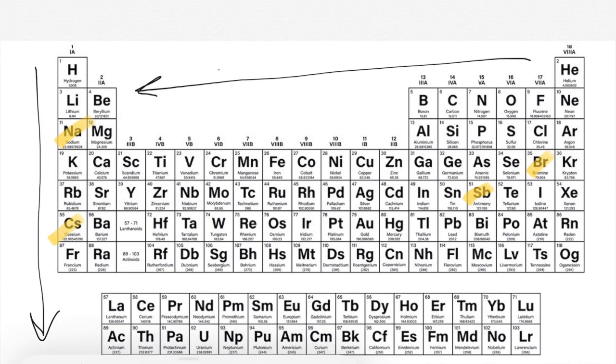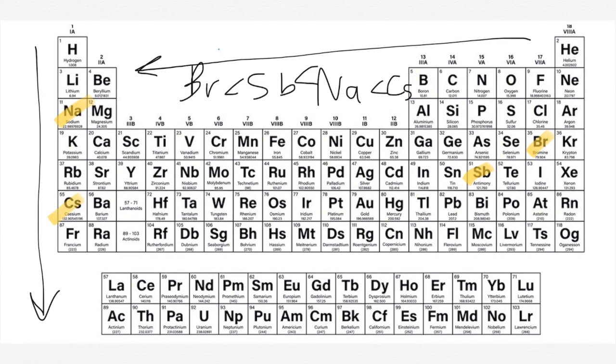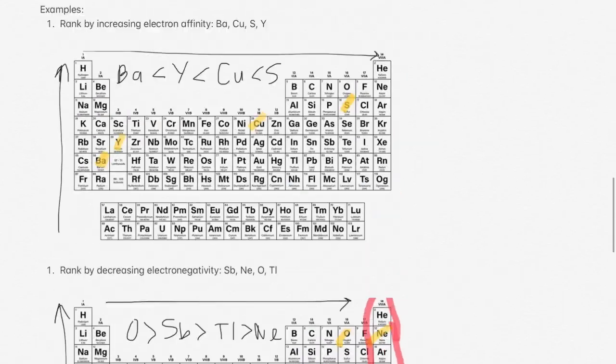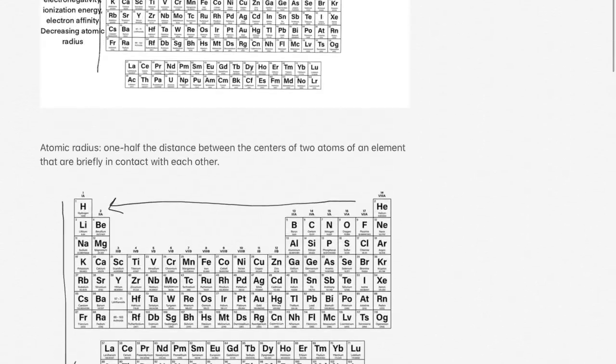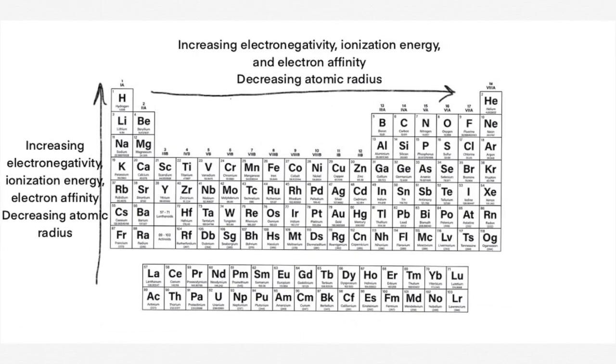We see that since bromine is furthest to the right, it will have the smallest atomic radius in comparison to cesium, which is furthest to the left and near the bottom as well. This also aligns with our trend of electron affinity, electronegativity, and ionization energy. And here's just a general overview of all the periodic table trends on one periodic table.